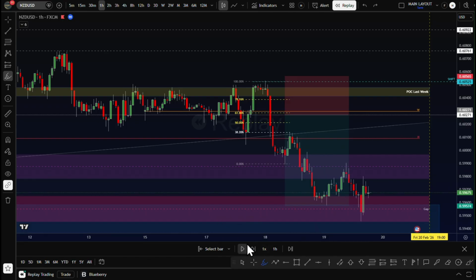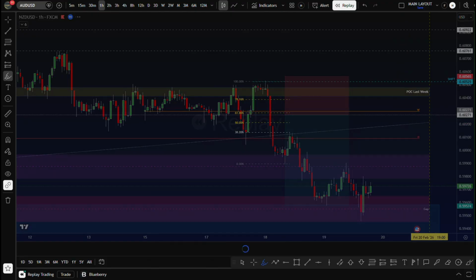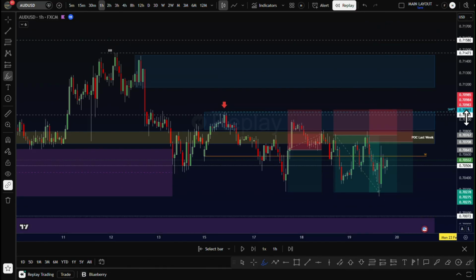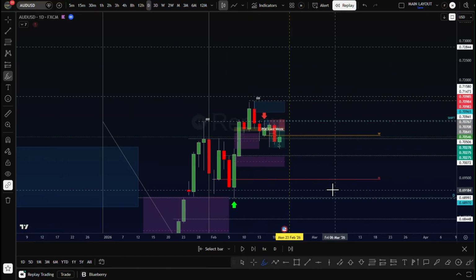Then I decided to look at Aussie, because NZD and Aussie sometimes move in the same direction. The reason why I didn't want to trade Aussie is because Aussie is fundamentally bullish. We know that the RBA, the Central Bank of Australia, projects to hike rates this year. So overall, technically, you can see AUD is very bullish.